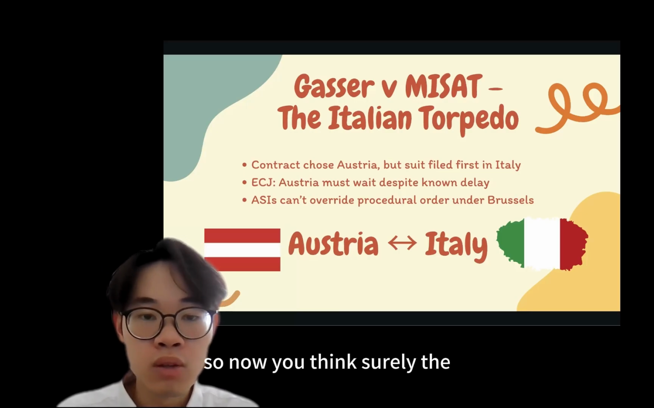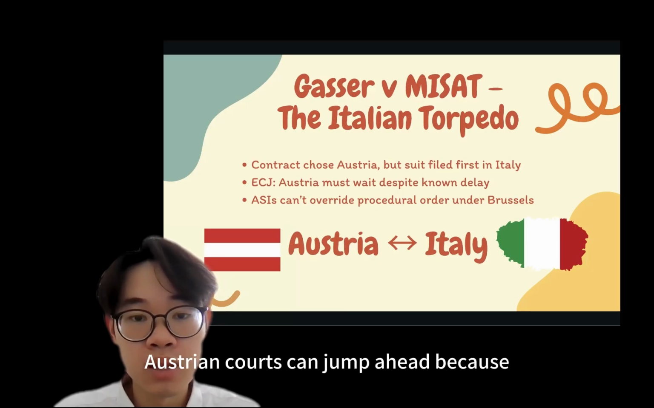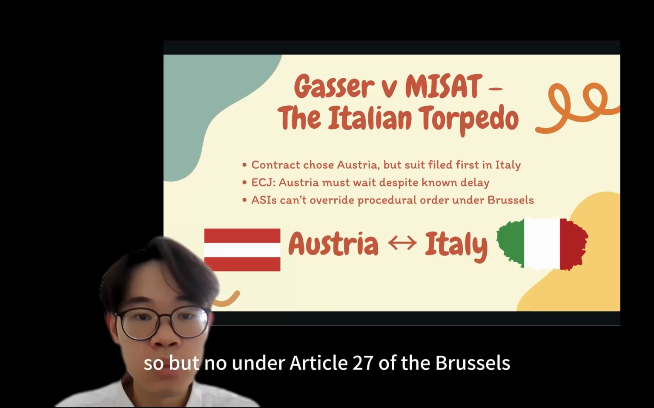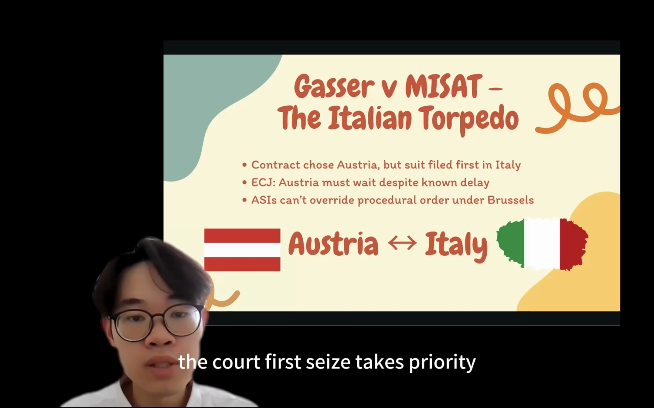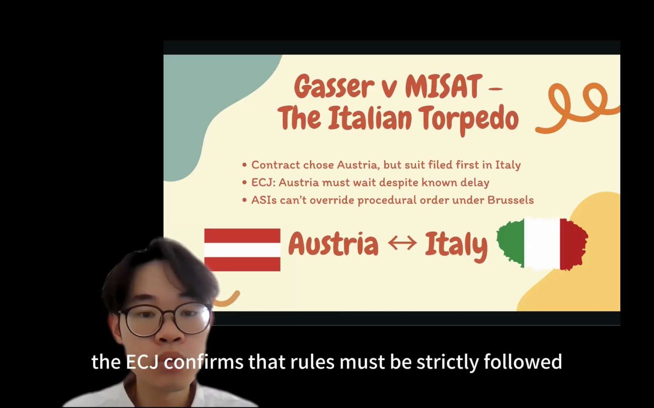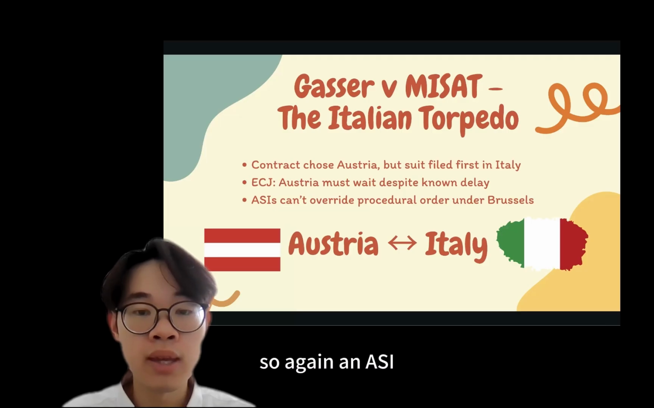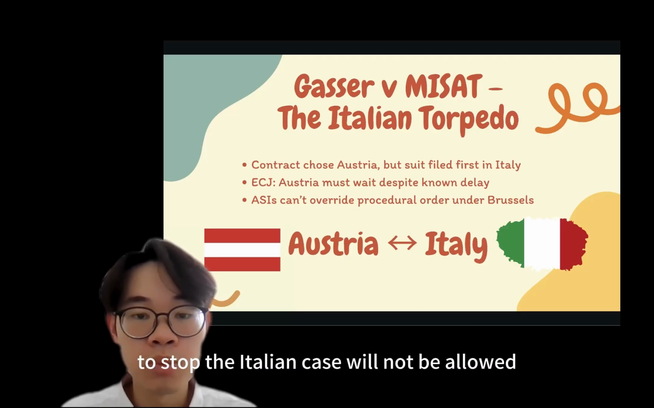So now, you think, surely the Austrian courts can jump ahead because it is in a contract, right? But no, under Article 27 of the Brussels Regulation, the court first seised takes priority. The ECJ confirms that the rules must be strictly followed. So again, an ASI to stop the Italian case will not be allowed.